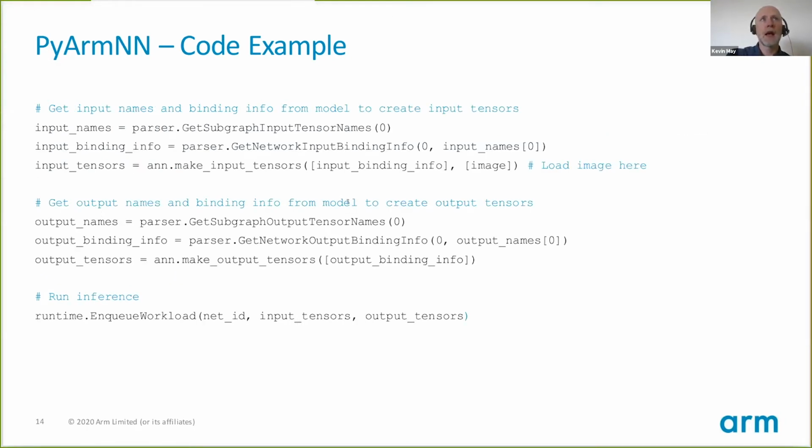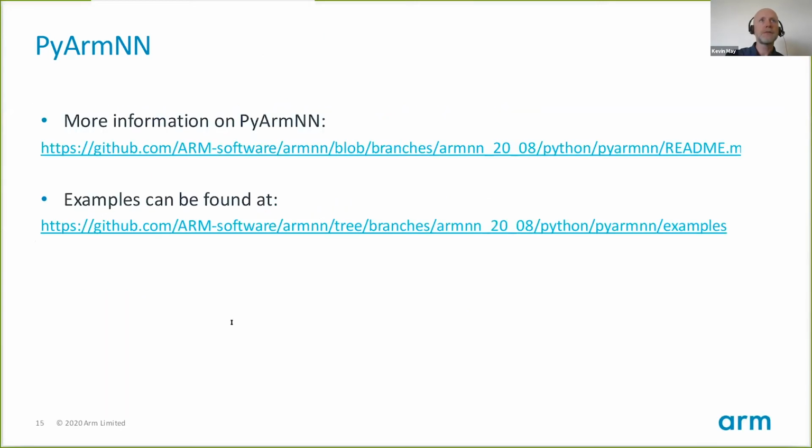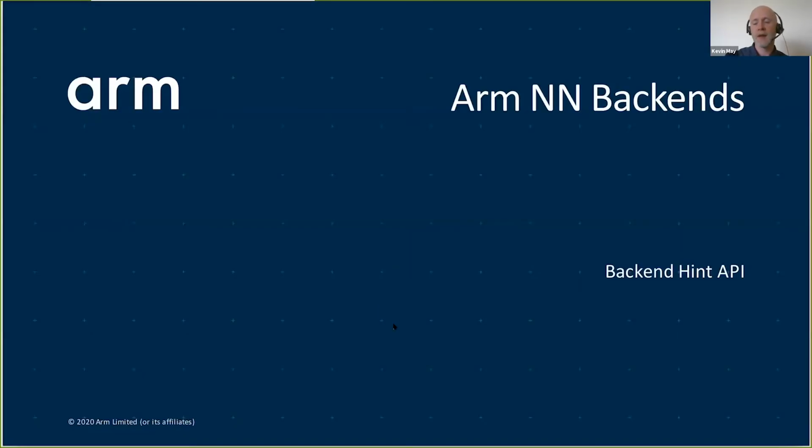And finally, you want to get your input tensors and output tensors from the input names and binding info from the model. You pass all of that into your enqueue workload function on the runtime. You get your network ID, the input tensors and output tensors, and voila, you run your inference. So, like I said, there's a really good talk after me, and there's also loads more information on PyArmNN in the README, and we also have examples in the example folder there. It has an object detection sample application in it and a really detailed README on how it all works. Okay, so next feature is the Arm NN backends.